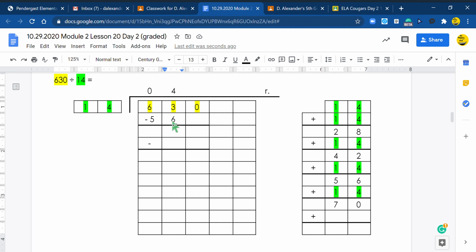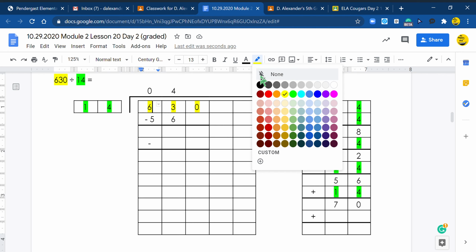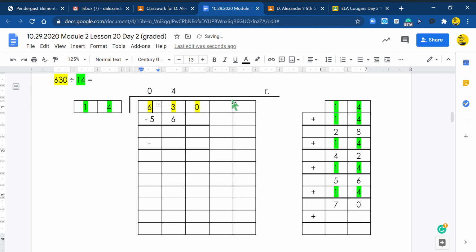So what I'm going to do is come over to this 6 and I'm going to regroup. So I'm going to change my number and put a 5 right there, and then I'm going to add 1, so it reads 13. So my numbers are still there, the 630, but we're saying we're regrouping. So 13 minus 6 is 7, and then I bring my 0 down. Can't forget about the 0, it's still there.